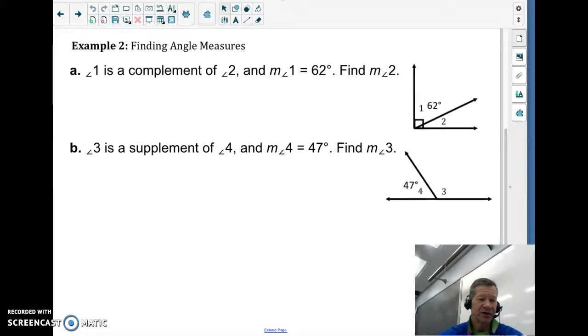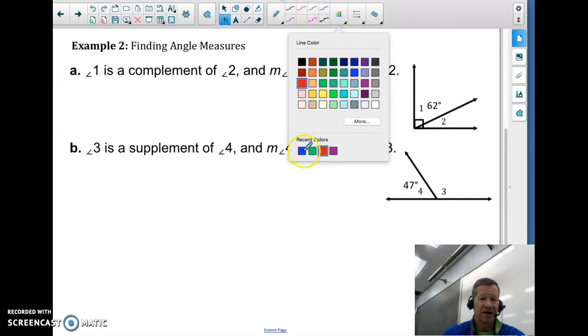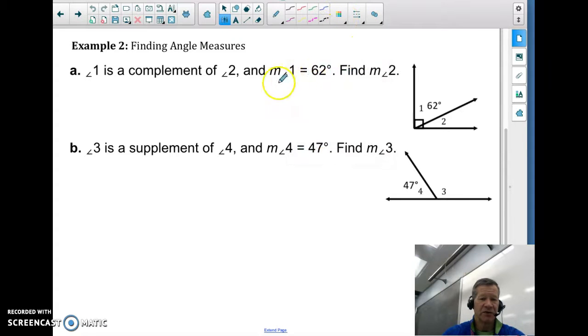8.6 example 2, we are now going to use our knowledge about complementary and supplementary angles to actually find some angle measures. So angle 1 is a complement of angle 2 in this first example, or so they tell us, and the measure of angle 1 is 62 degrees. Find the measure of angle 2.